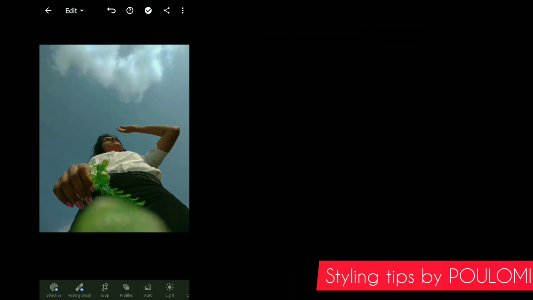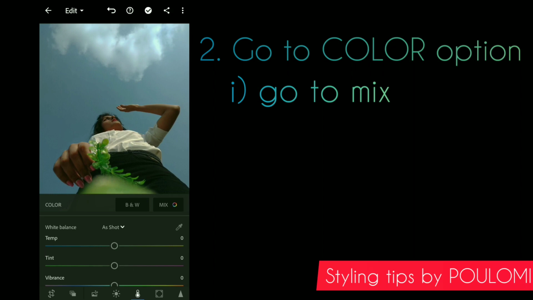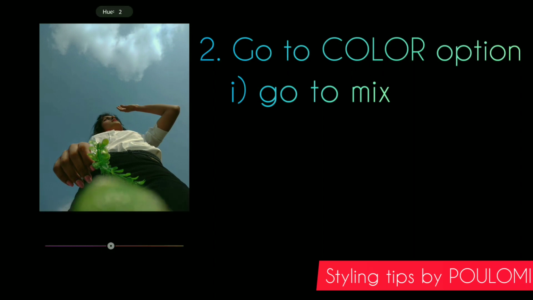So after I have edited the light part comes my most favorite part, that is the mix. And over here you can be creative, you can play with the colors. For the first, red, it is used to adjust the reds to orange or red.